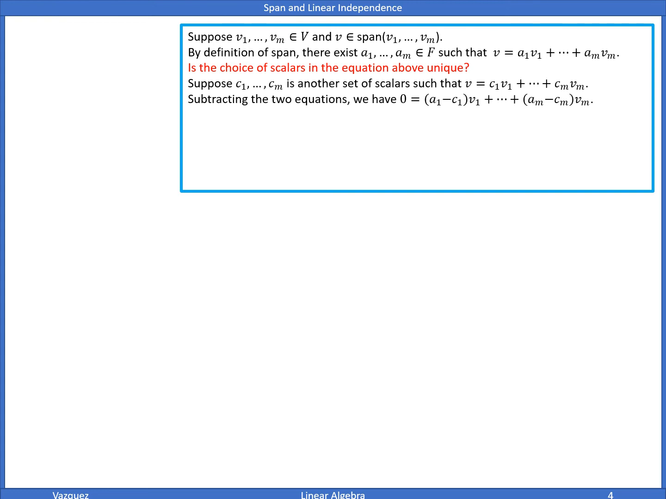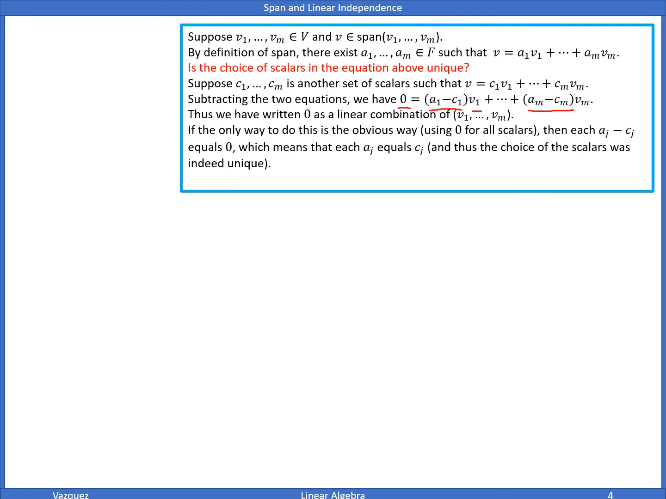So subtracting the two equations, v minus v, we get 0. And then we just get (a1 minus c1) times v1 plus all the way to (am minus cm) times vm. So we have written 0 as a linear combination of v1 all the way to vm. And if the only way to do this is the obvious way, which is using 0 for all the scalars, then aj minus cj equals 0. Which just means that aj equals cj, meaning that they're the same thing. And thus the choice of scalars was indeed unique.